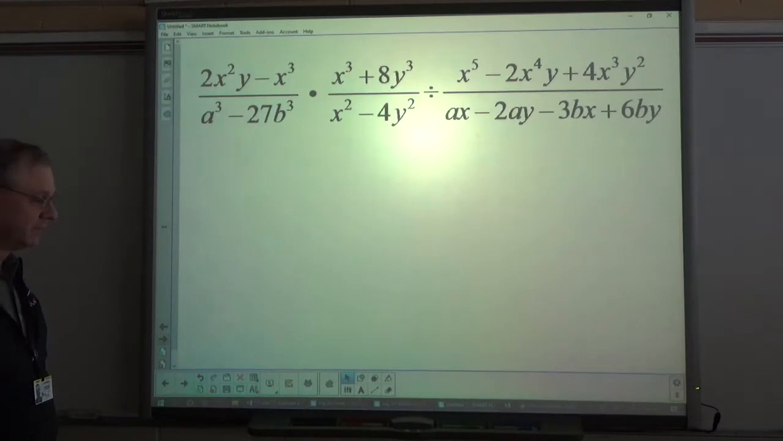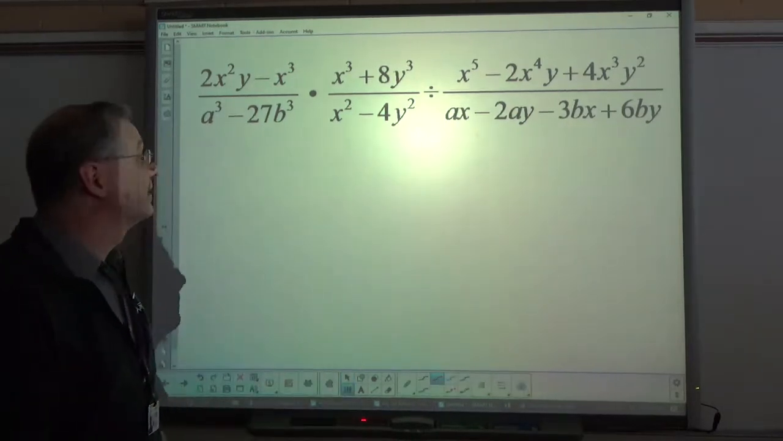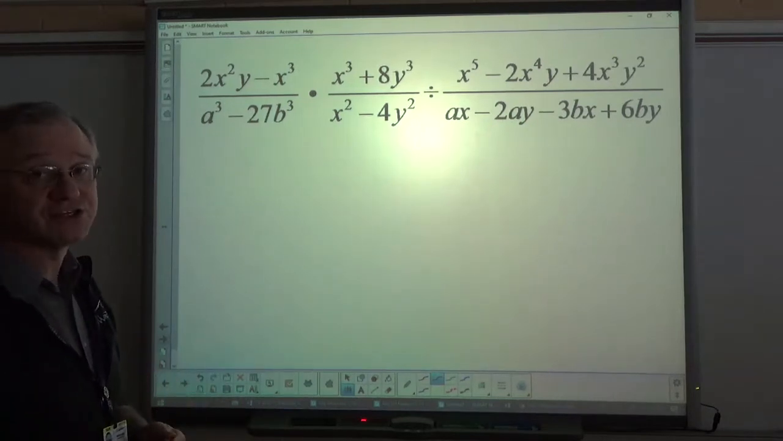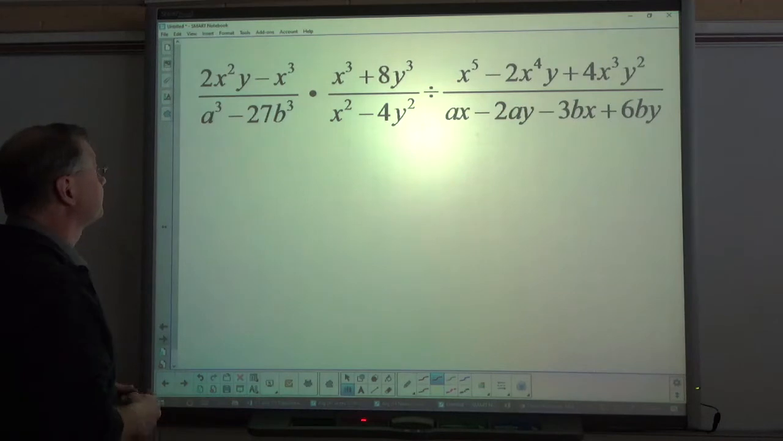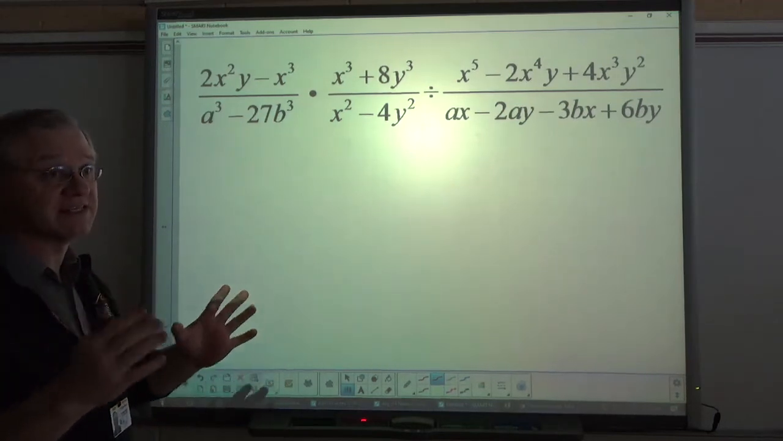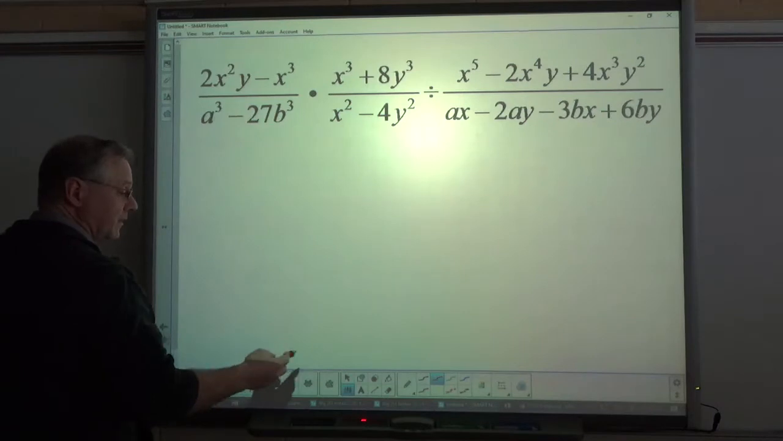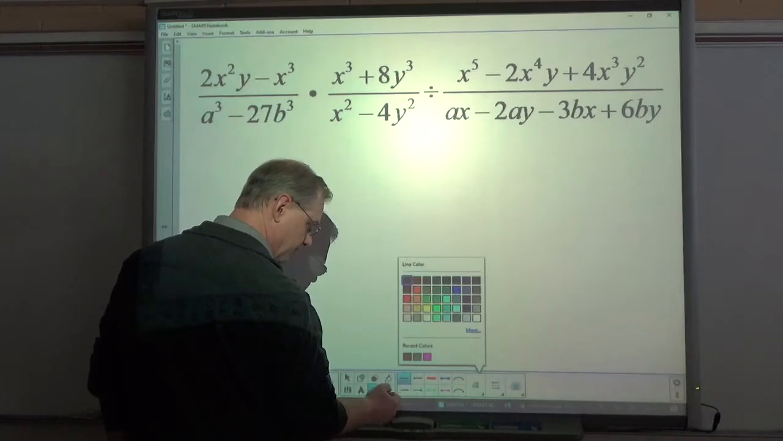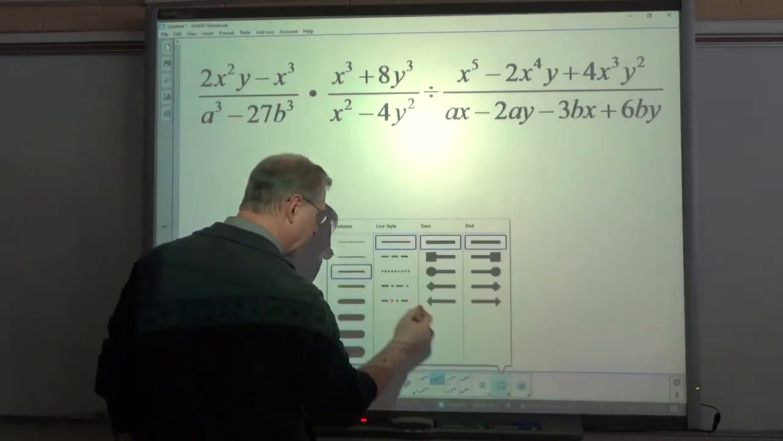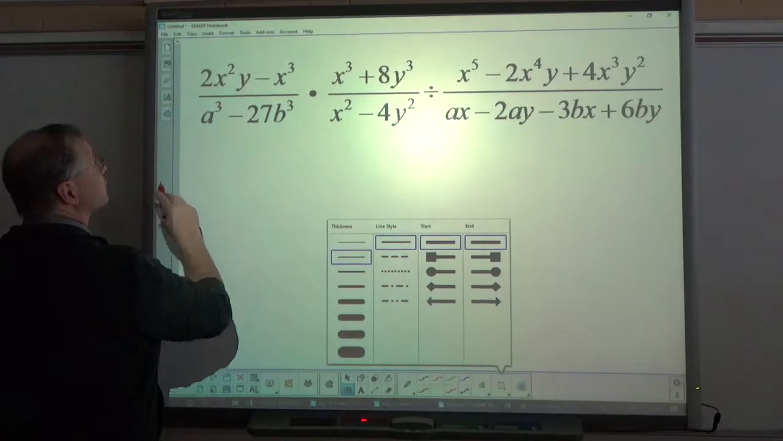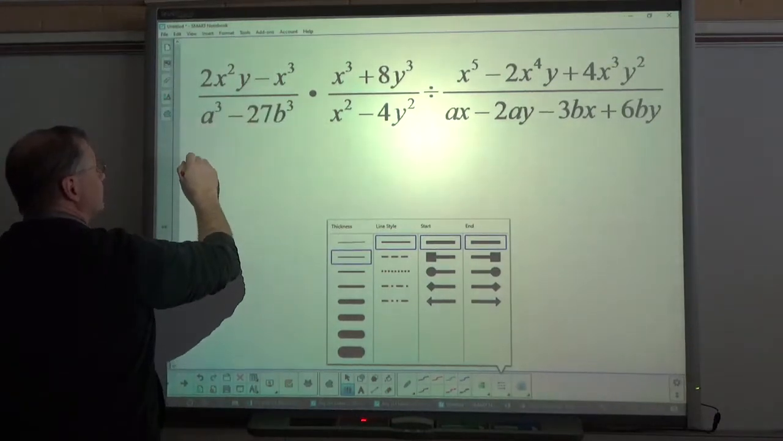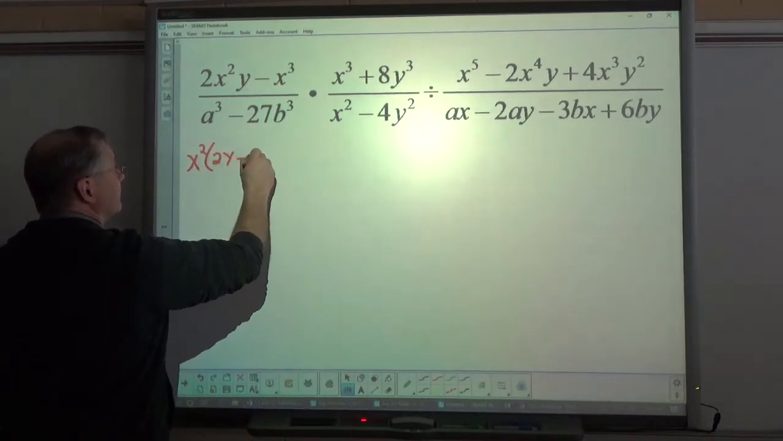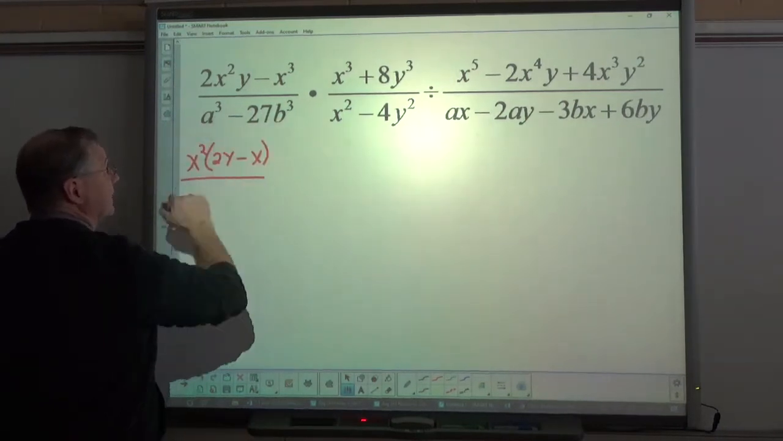Wow, what a problem. Well, I'm going to do little bits at a time as I rewrite it. Like, I'm going to factor out a GCF as I rewrite it. I may have to reduce the size of this because it's really long. I want to write with something skinnier. So here I can factor out an x squared. That leaves me with 2y minus x. I can't factor out anything there.